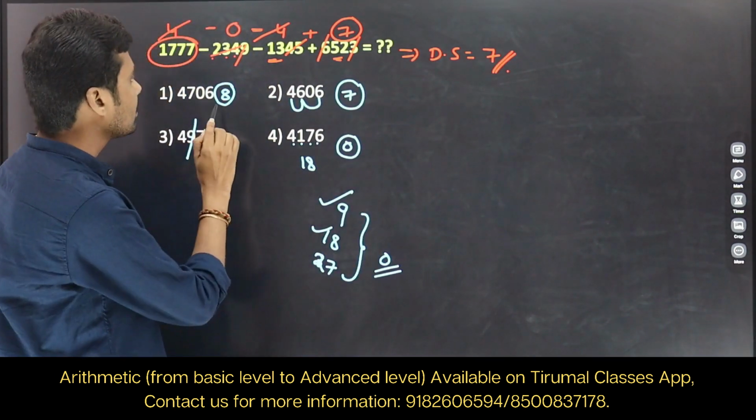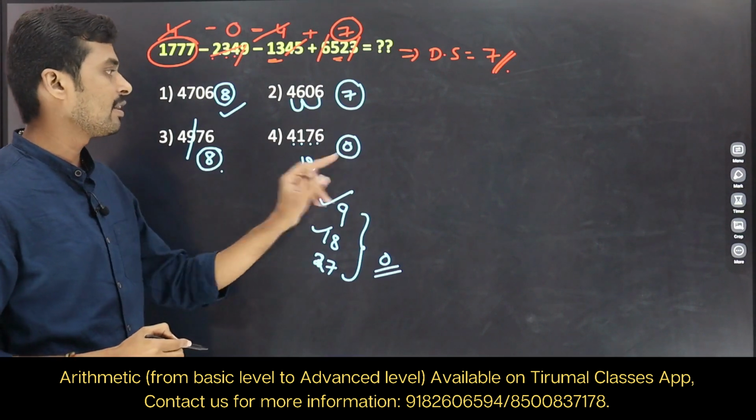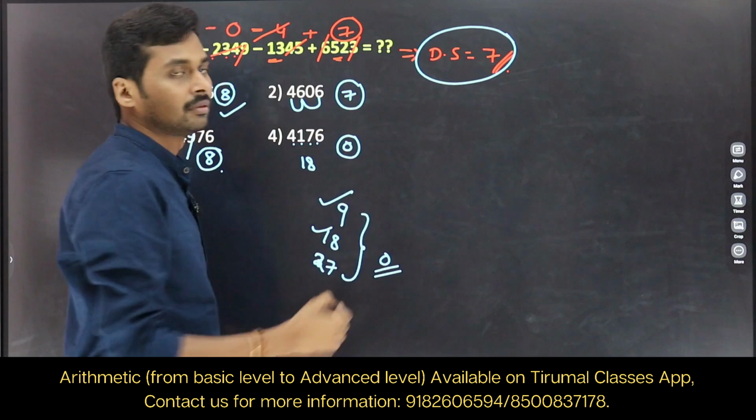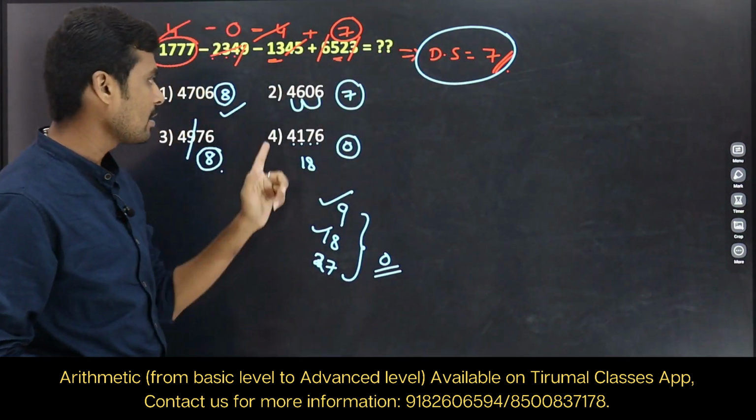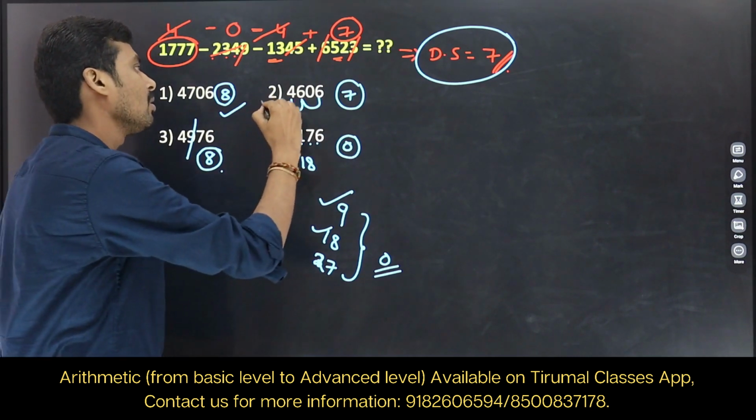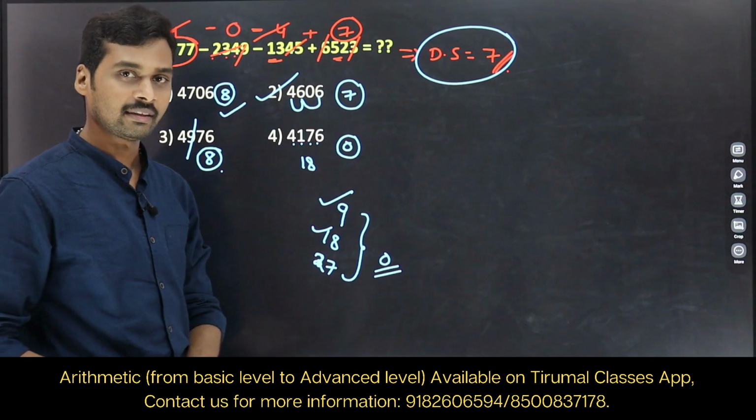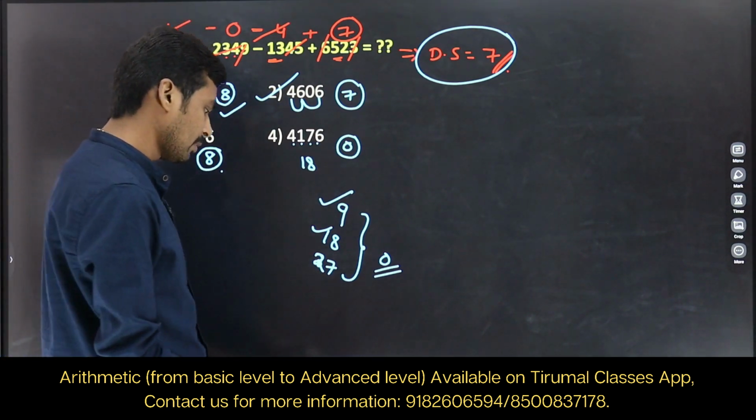So if you look at the options, the first option is 8, the second option is 7, the third option DS is 8, and the fourth option is what? 0. Now what is the value we required here? As per the problem, for the given problem we got the DS value 7. So we have to look for the options. In the second option we got the digit sum 7. So the second option is clearly the right answer. Is it clear? Now let's go to the next problem.